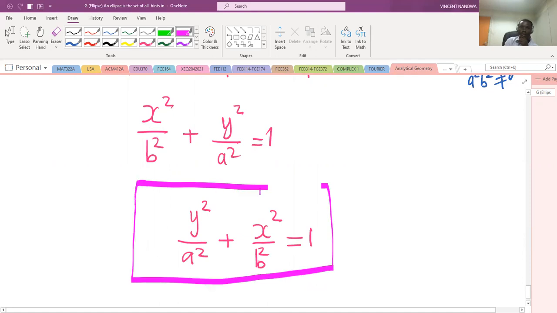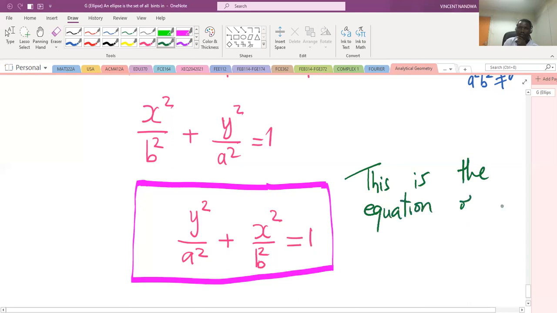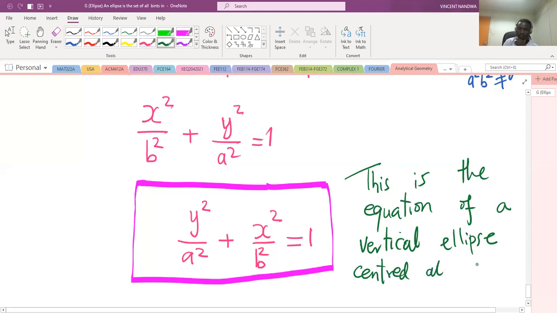This is the equation of a vertical ellipse centered at the origin. When you say vertical ellipse, we mean that the major axis is vertical. Vertical ellipse centered at the origin. So that's what we have.